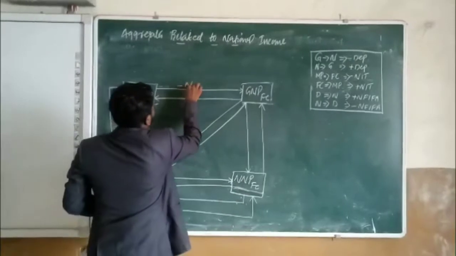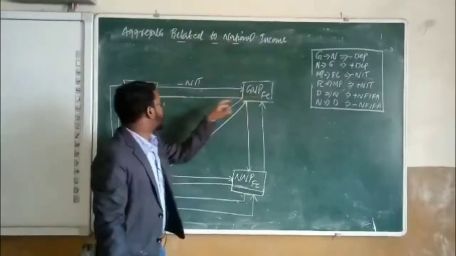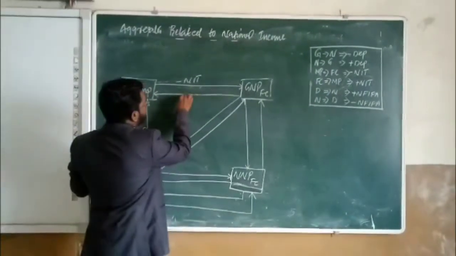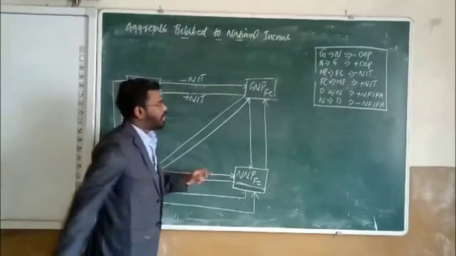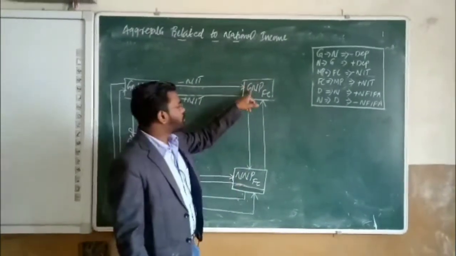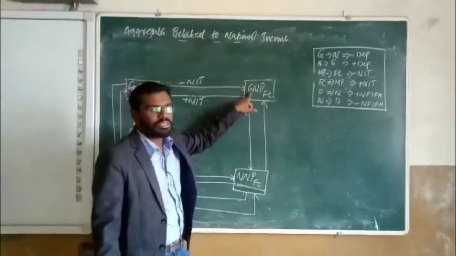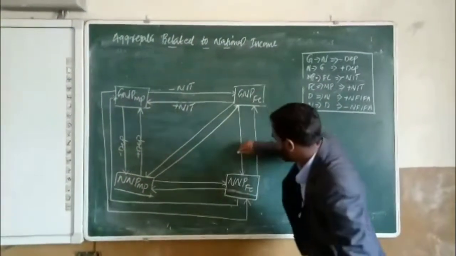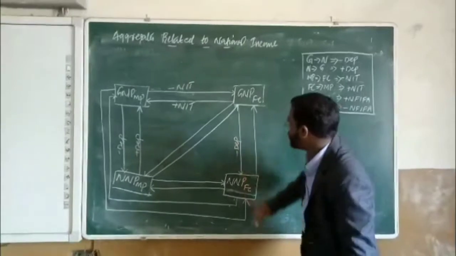So minus NIT. Then GNPFC into GNPMP, how can we calculate? Plus NIT. Next, GNPFC into NNPFC. Both are FC concept, but the difference is G into N. How? By subtracting depreciation, minus depreciation.